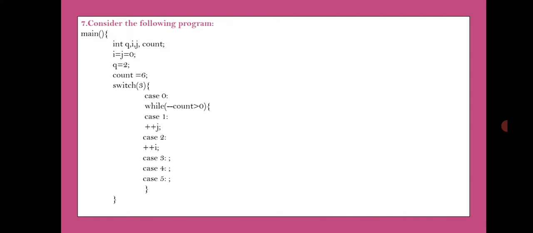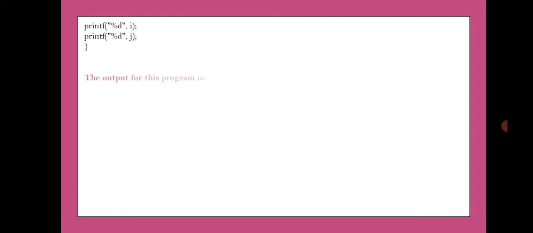That means the while loop executes 5 times and increments i and j 5 times, isn't it? i and j are 0, so they increment 5 times. Hence, if we print i and j after this while loop, they will become 5 and 5. Hence, the answer is 5, 5. That is B.